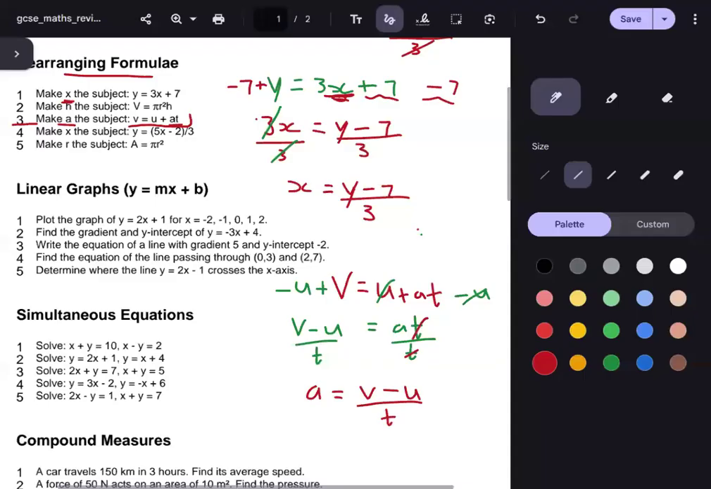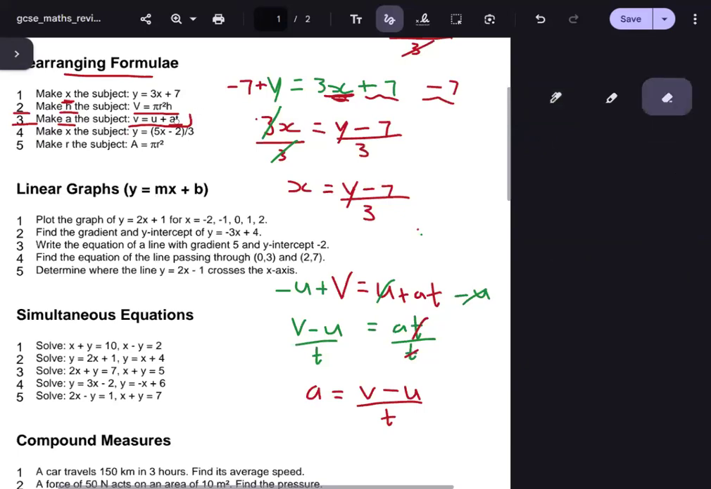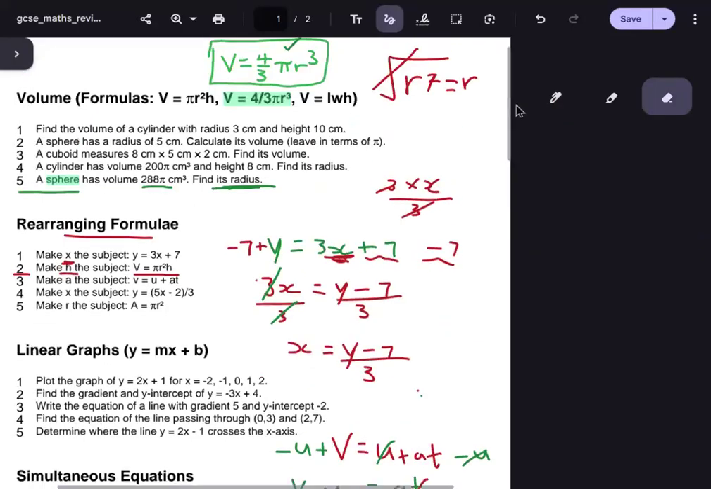Any questions? No. Okay. Then number 2, let's go to number 2. It says make h the subject, and the formula is v is equal to pi r squared h. Do you want to try that one? So am I gonna do the same thing you did with the one that says make A the subject? No, this is like the one on the top where I said make R the subject. Remember when we were doing volume, we made R the subject?